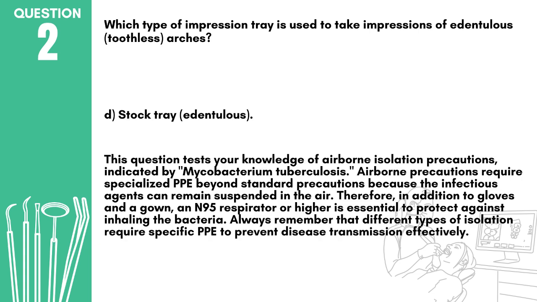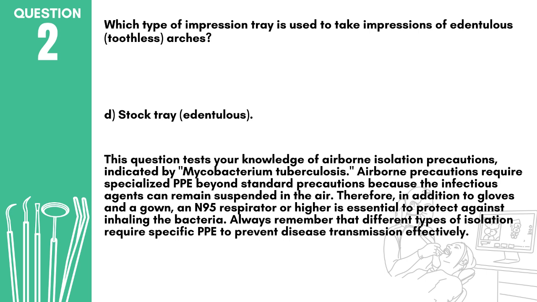Answer: D. Stock tray, edentulous. This question tests your practical knowledge of impression trays and their specific uses in prosthodontics. The keyword impressions of edentulous, toothless, arches specifies the patient population. Stock trays designed for edentulous arches are available in various sizes and shapes to accommodate the anatomy of a patient's mouth without teeth. While custom trays are often made for final edentulous impressions for greater accuracy, stock edentulous trays are the initial choice for preliminary impressions.